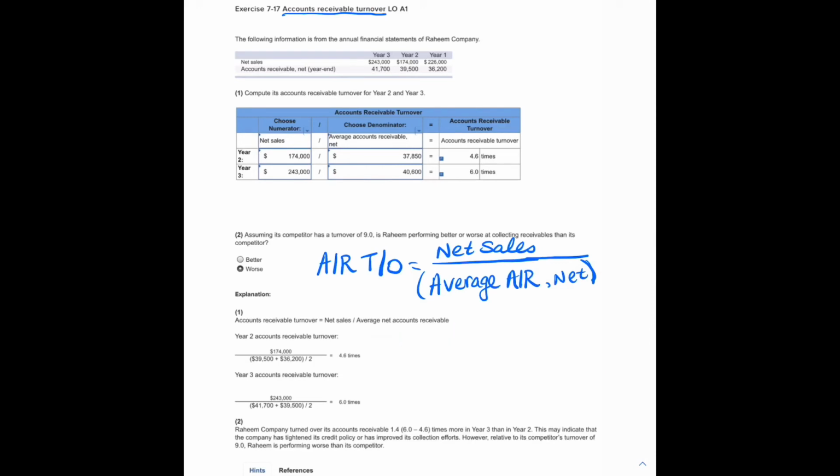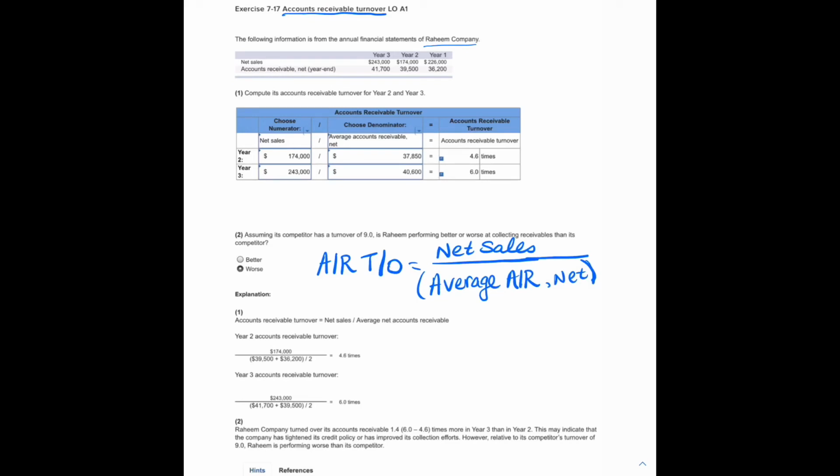and it tells me here that the following information is from the annual financial statements of Rahim Company. So it says that net sales for year 3, for year 2, and year 1 are $243,000, $174,000, and $226,000 respectively. Now for accounts receivable net at year end, they are likewise $41,700, $39,500, and $36,200 at the end of each year, respectively.